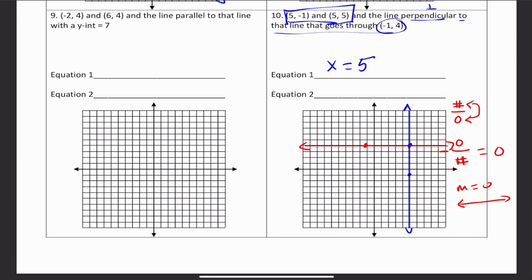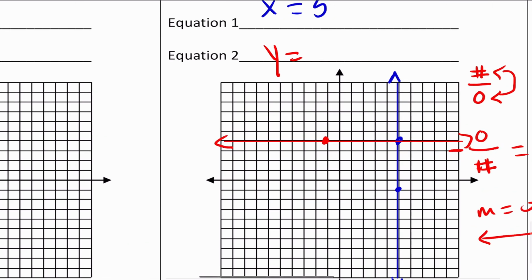And then over here, this is my horizontal line. Let's use a different color. It's y equals a number. Where does that horizontal line intercept? It touches at this particular point, which is 0, 4. This is the number I'm putting for y. So y equals 4.